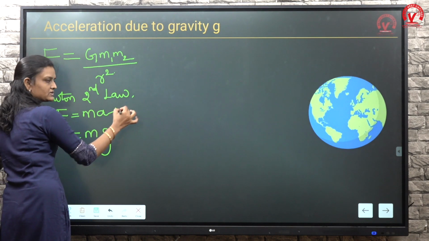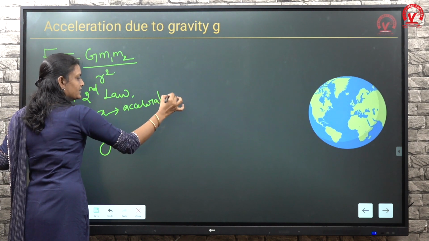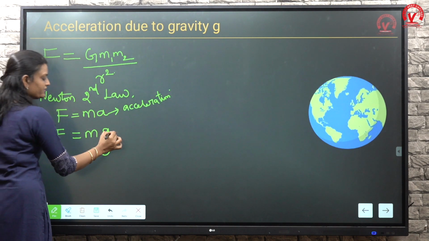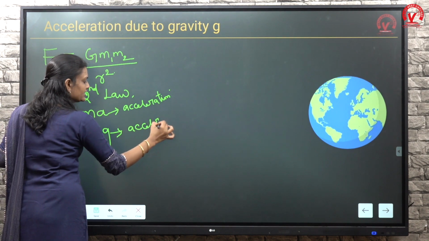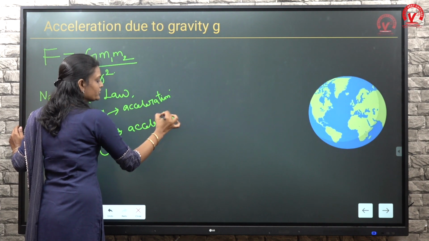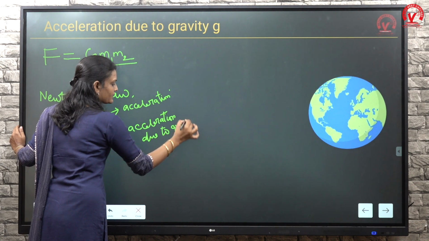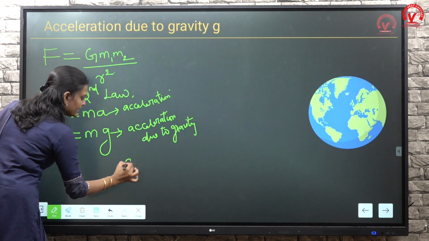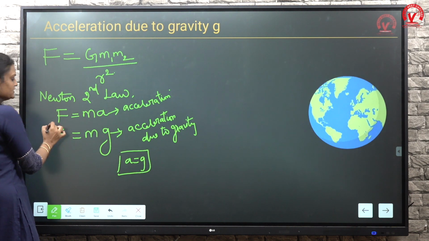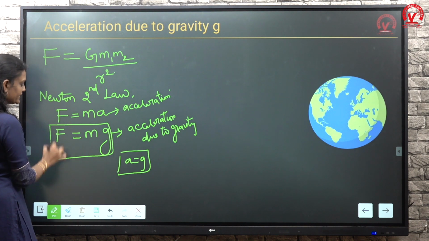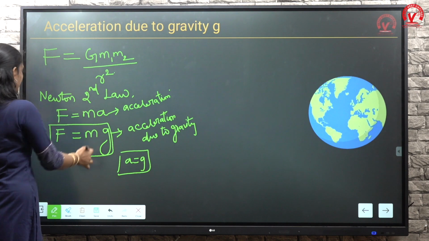Here g is also an acceleration. In the gravitation chapter we denote this acceleration as g; it is the same thing, acceleration due to gravity. So we are writing a is equal to g. I substituted a is equal to g. We are going to use this formula in gravitation: F is equal to mg.